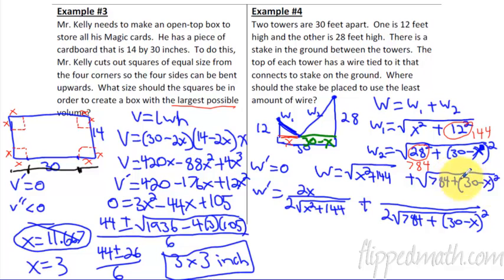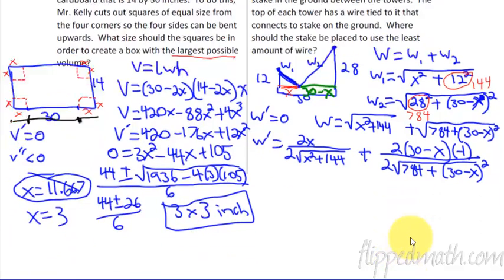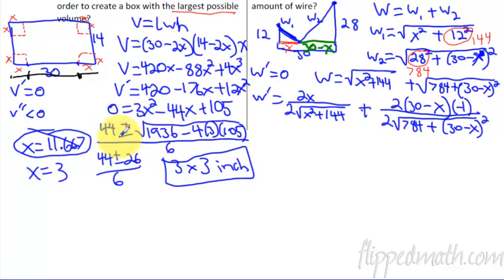And then you take the derivative of the inside of this. So the derivative of 784 is 0. So now I'll take the derivative of the quantity squared. So the 2 comes down. And then I have 30 minus x. And then the derivative of the inside of that is times negative 1. Okay, so let's scroll down a little bit, give myself some more room.